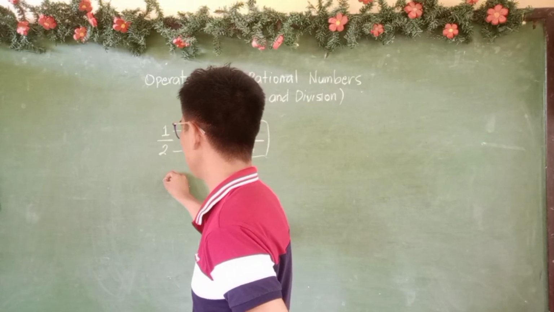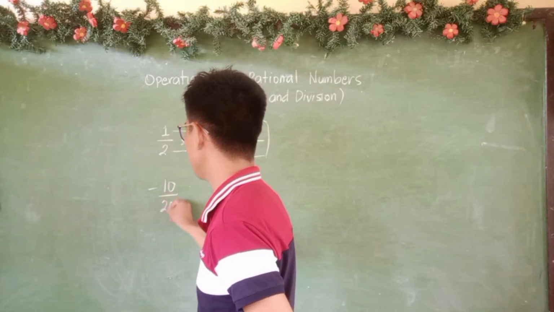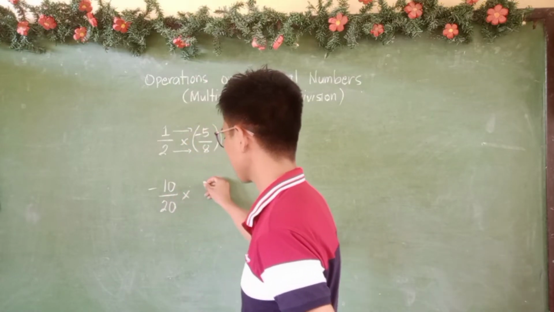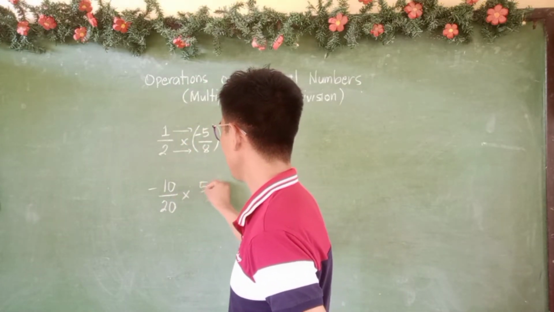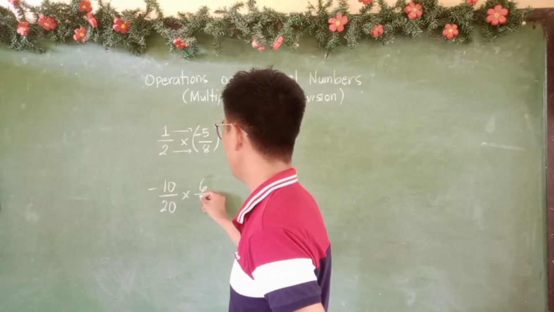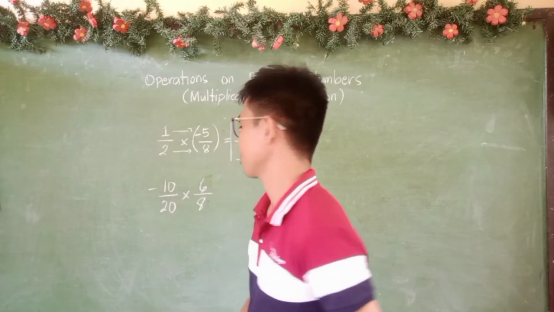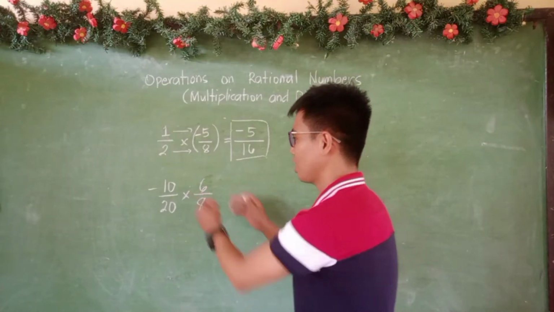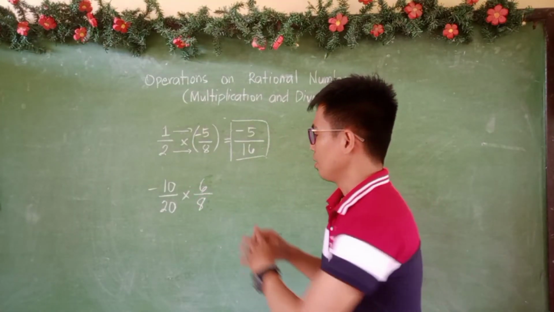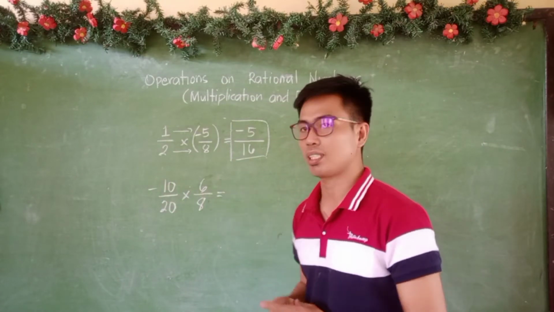So let's try another example. So let's say we have negative 10 over 20 times 6 over 8. So let's try this given. So multiplying the given, we have negative 10 over 20 times 6 over 8.